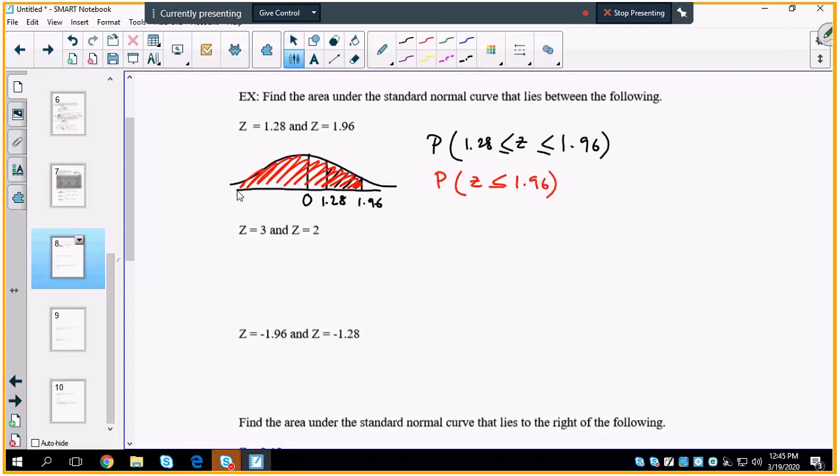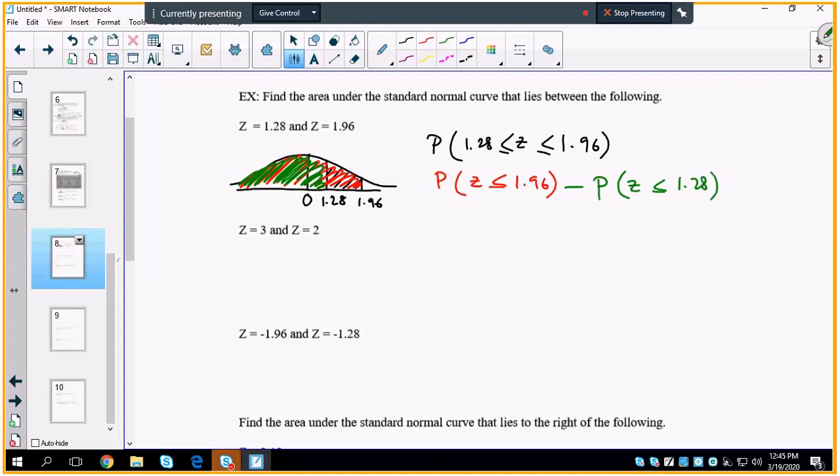Then you subtract all the areas that is left to the lower z-score. So if you subtract the green portion from the red portion, you actually get your answer. So what you are subtracting? You are subtracting z being less equal to 1.28.